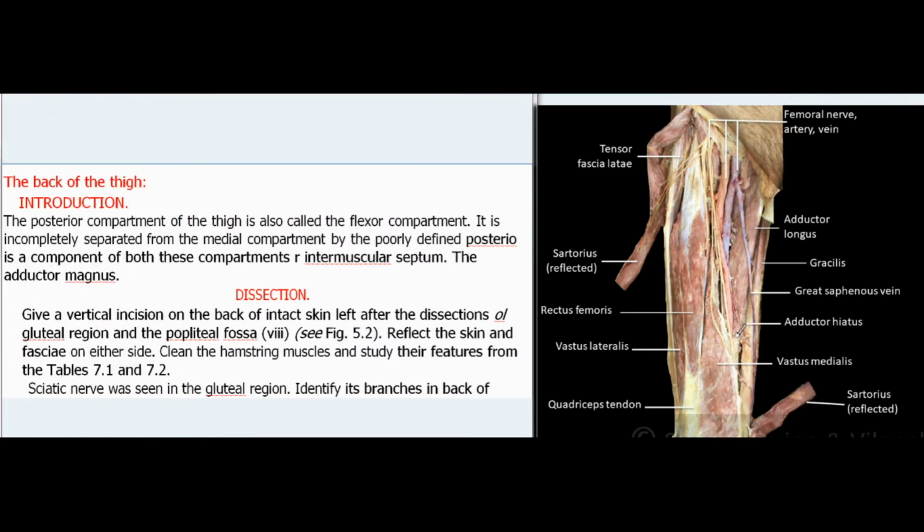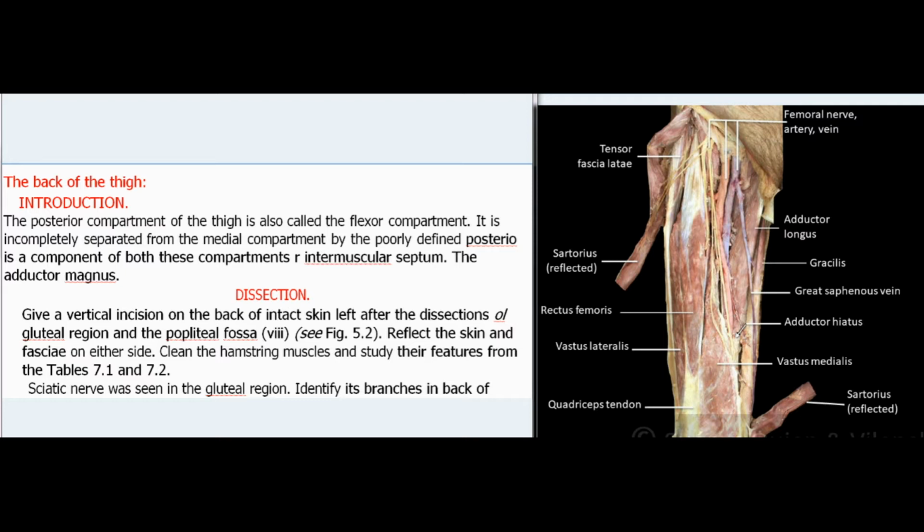The back of the thigh. Introduction. The posterior compartment of the thigh is also called the flexor compartment. It is incompletely separated from the medial compartment by the poorly defined posterior intermuscular septum. It is a component of both these compartments.